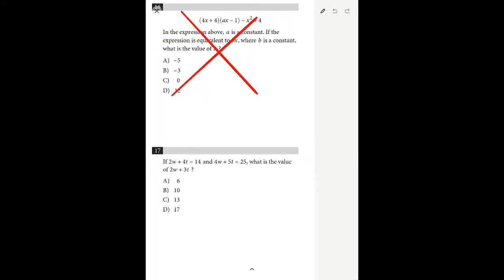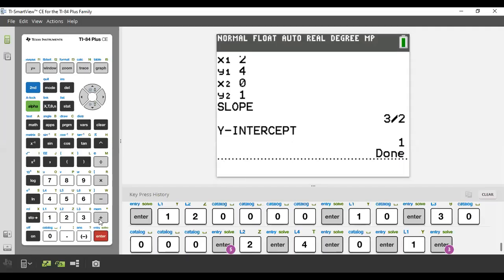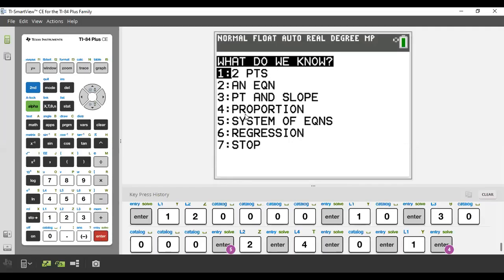All right, so number 16 is not a linear function. 17, it says 2w plus 4t equals 14. 4w plus 5t equals 25. What is the value of 2w plus 3t? All right, so these are 2 linear equations. So what we have here is a system of linear equations. So I would go back to the program, ALINEAR, and press enter. And for this one, I'm going to choose option 5.